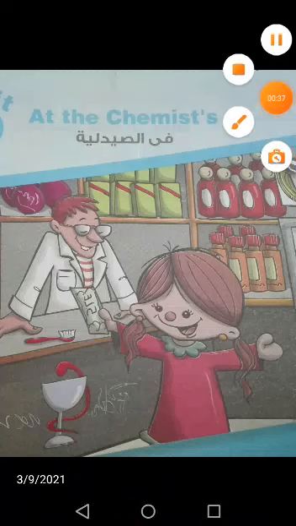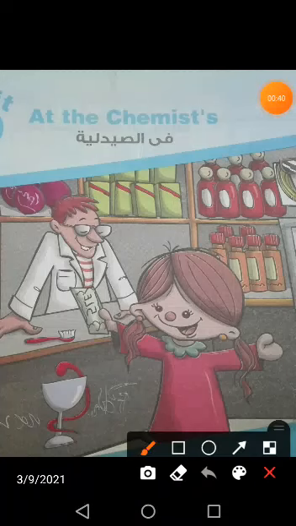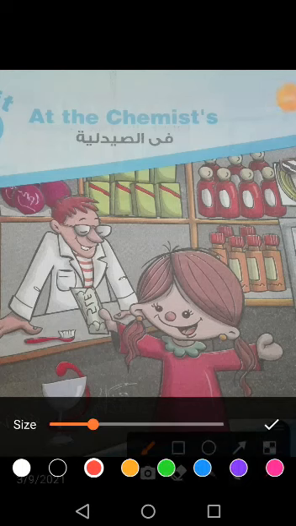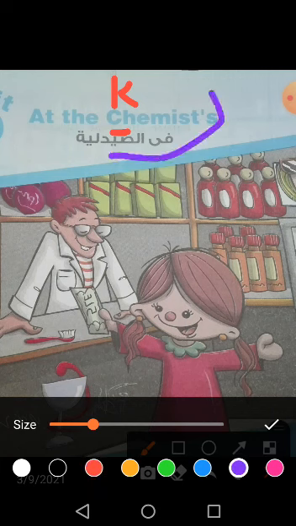CH here, grade 4, the sound is k, not ch. We know CH, the sound is ch, ch, ch, like cheese, like chair. But CH here is different, the sound is k. Nobody should say Chemist's with a ch. No, Chemist's. At the Chemist's. Okay, this is Chemist's.